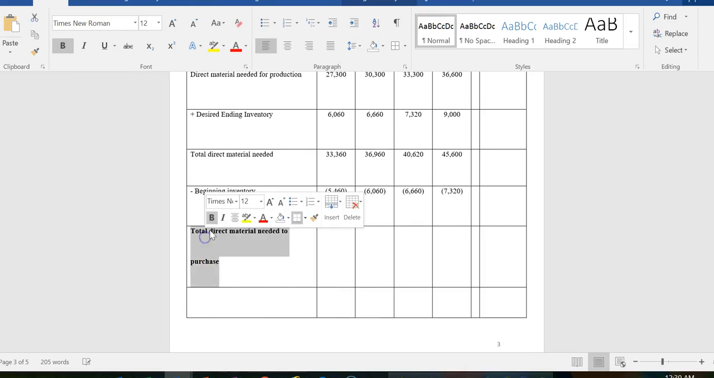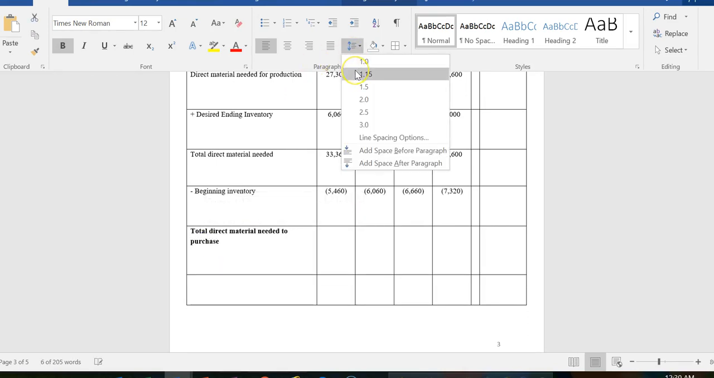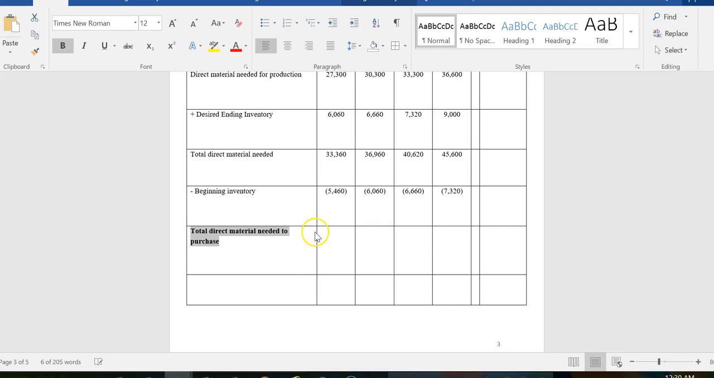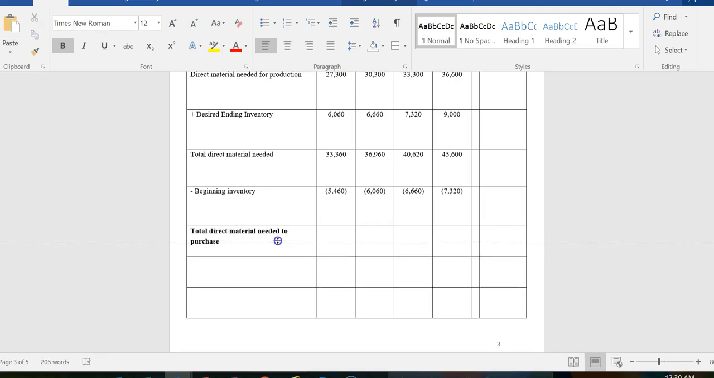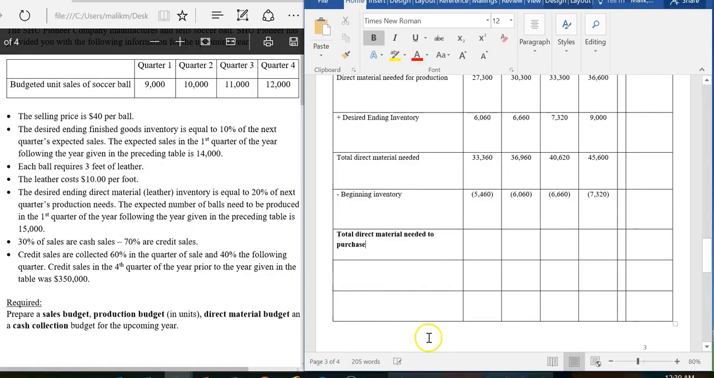Right. So total direct material that they need to purchase is... let me do one thing, it's taking so much space, maybe I need to reduce this space. Okay, better. So this is how we will find out how much leather they need to purchase. Let's subtract this 5,460 from 33,360, and I got 27,900 for quarter two.